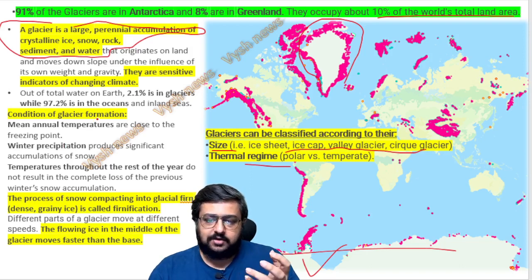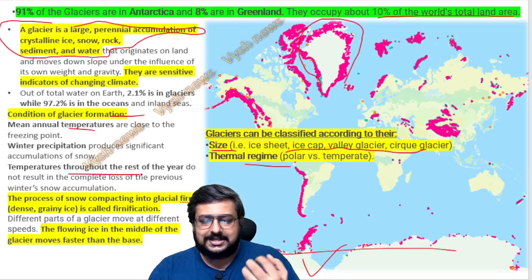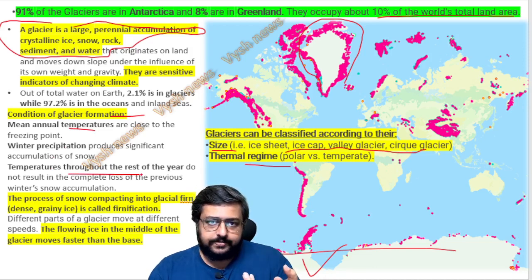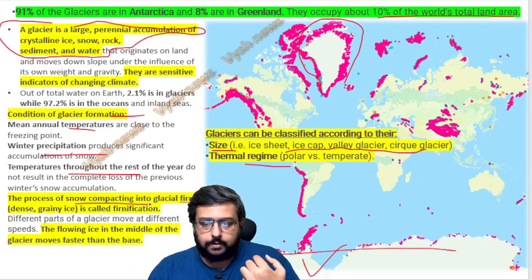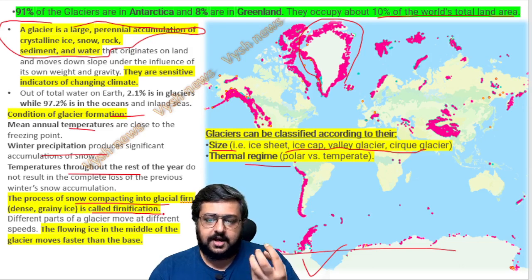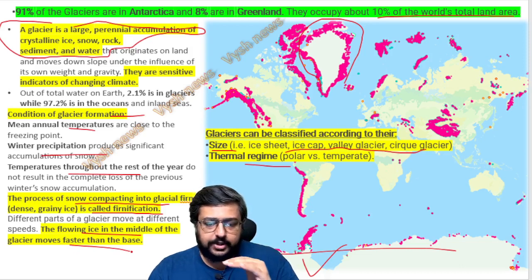And what are the conditions for forming a glacier? The mean annual temperature will always be close to the freezing point. The temperature throughout the rest of the year is not enough, meaning even if summer comes, it is not enough to completely melt it, and by the time winter comes again, it becomes glacier again. And winter precipitation also comes. The process of snow compacting into glacial firn, the dense grainy material, is called firnification. And the flowing ice in the middle of the glacier moves faster than the base, meaning the speed within the glacier differs. The flow will be faster in the middle, not at the base.